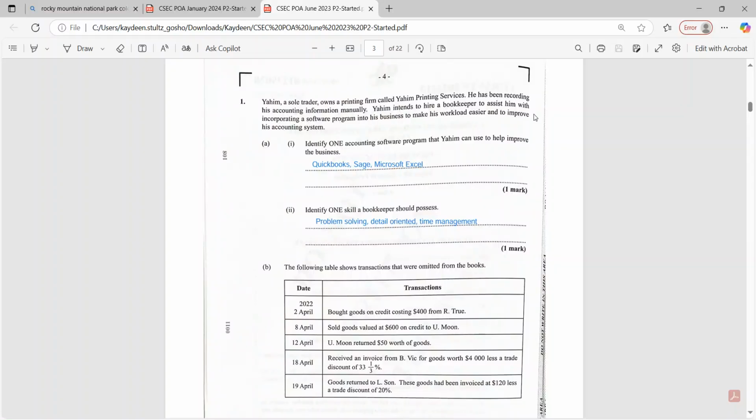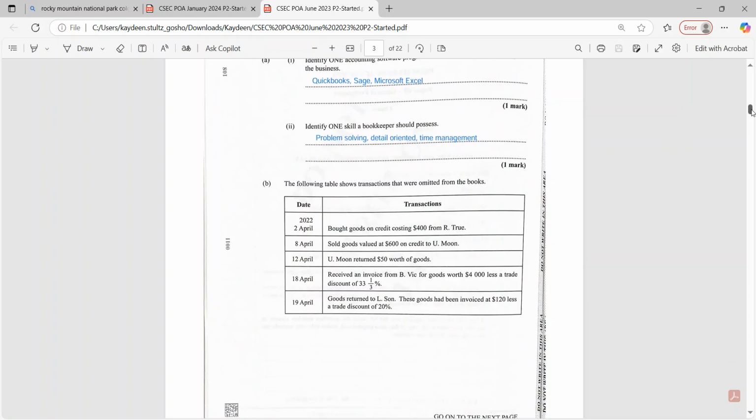Yahim intends to hire a bookkeeper to assist him with incorporating a software program into his business to make his workload easier and to improve his accounting system. We should identify one accounting software that Yahim can use to help him improve the business. In this example, I gave you 3: QuickBooks, Microsoft Excel, which we're both familiar with, right? And I gave you an additional one, which is Sage. All right. In your exam, you would select the one that you're most familiar with because in an exam, you might not think of the others.